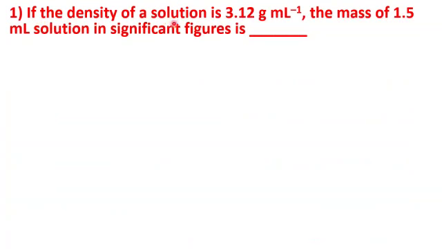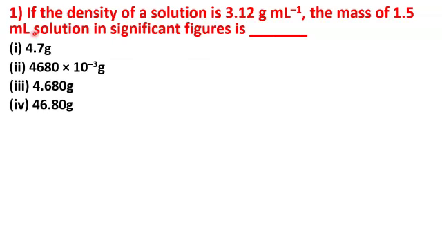If the density of a solution is 3.12 gram per milliliter, the mass of 1.5 milliliter solution in significant figure is. Options are: first one 4.7 gram, second one 4680 into 10 raised to minus 3 gram, third one 4.680 gram, fourth one 46.80 gram. So let us see the solution.